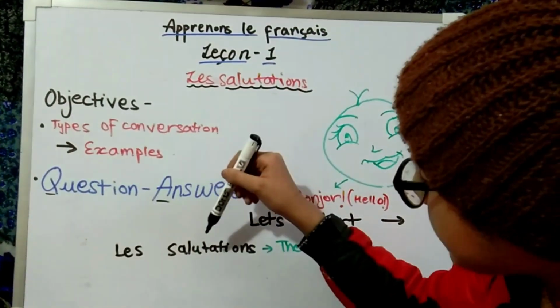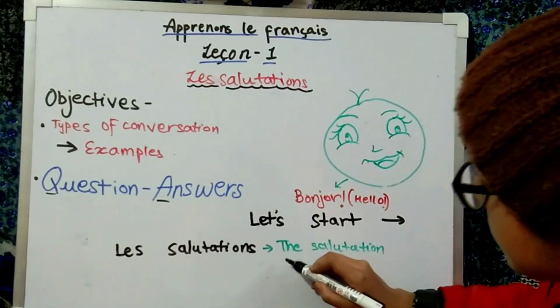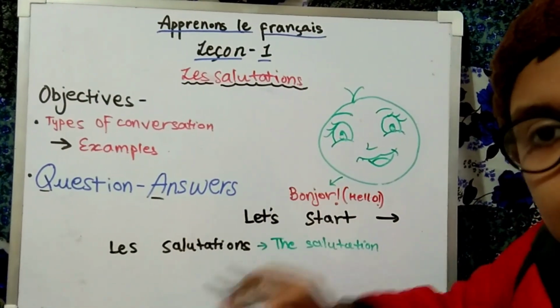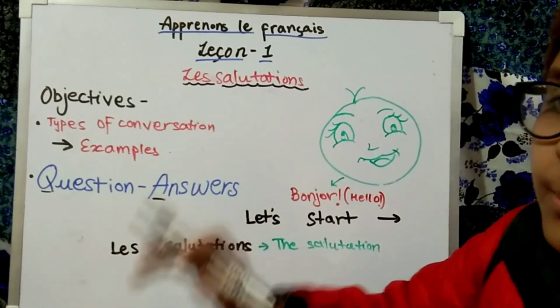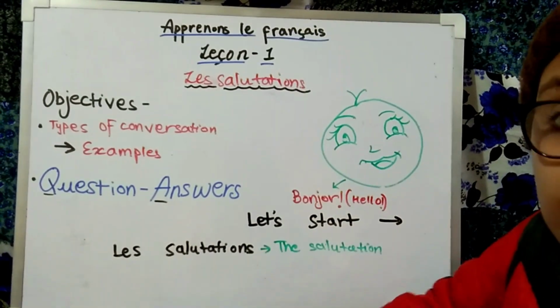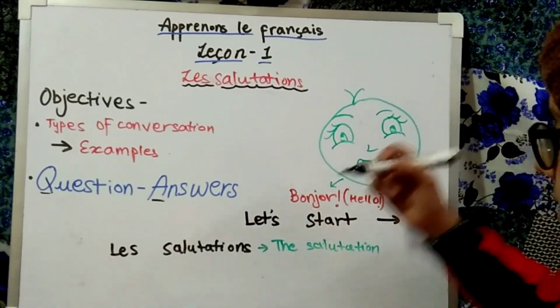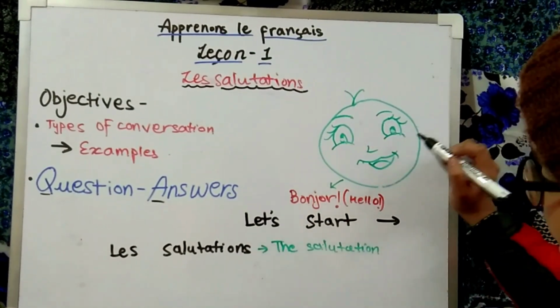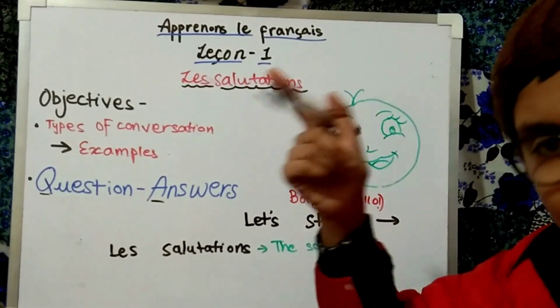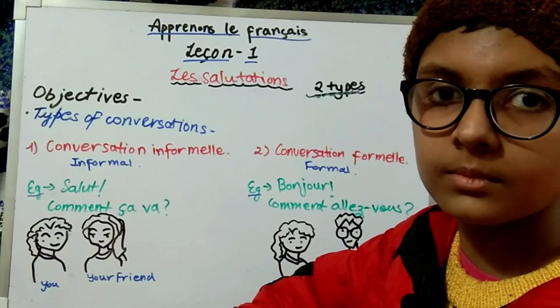The name of the chapter is Les Salutations, and its meaning is the salutation. So as you guess from it, in this chapter we are going to learn all about the salutations, such as how to say hello, how to greet people, and different kinds of salutations. And here is a smiley face that is saying bonjour, which is hello. So let's go on to the next.